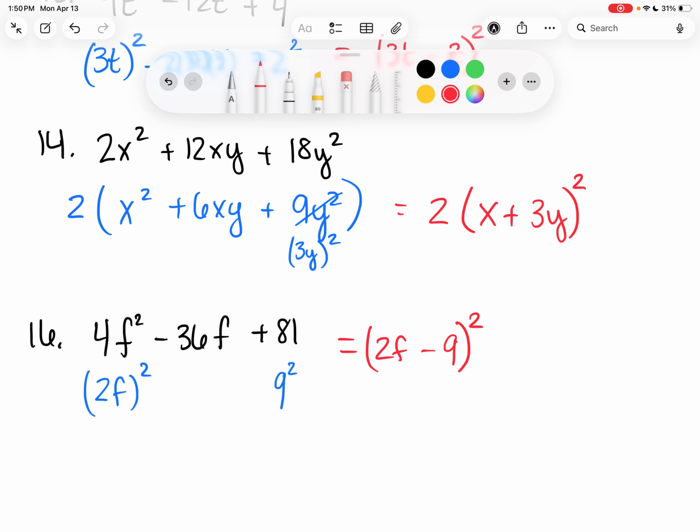So wait, how do you multiply again to get the middle thing? The middle is 2 times the first term times the last term. So 2 times 2f times 9. As long as that matches what you see here, then it is a perfect square trinomial. Because sometimes the first and the last term might be perfect squares, but the middle might not be that. So that's why you have to always look.